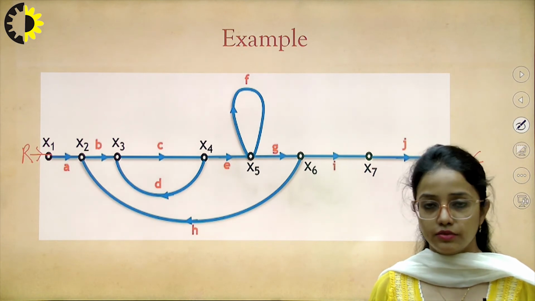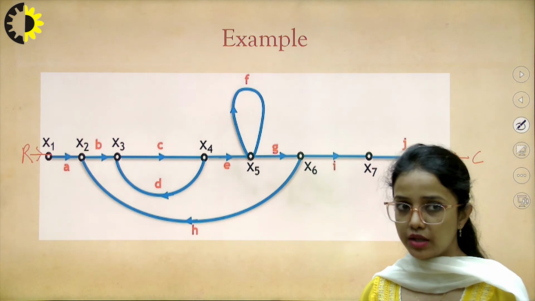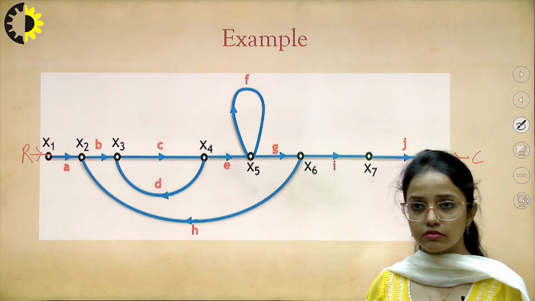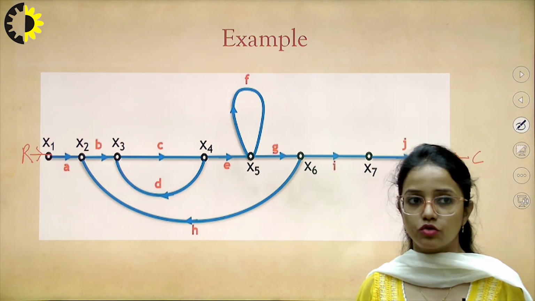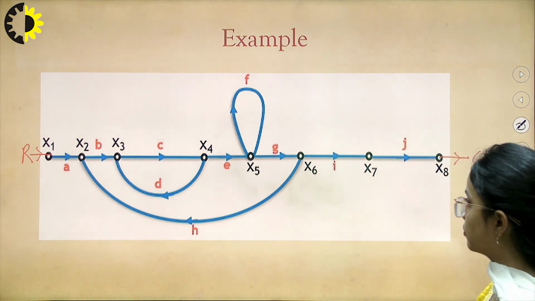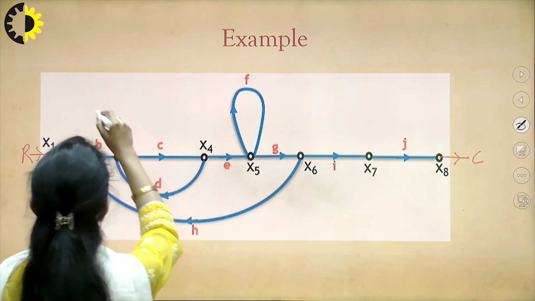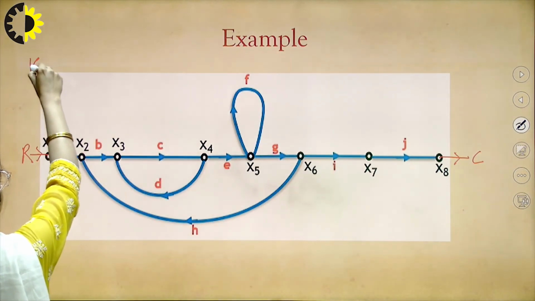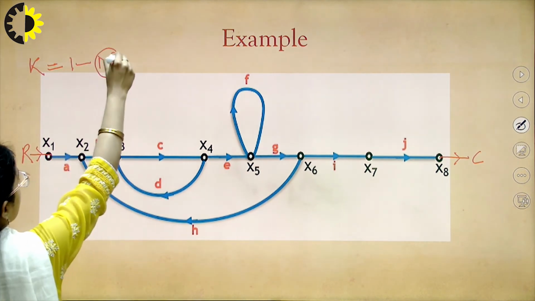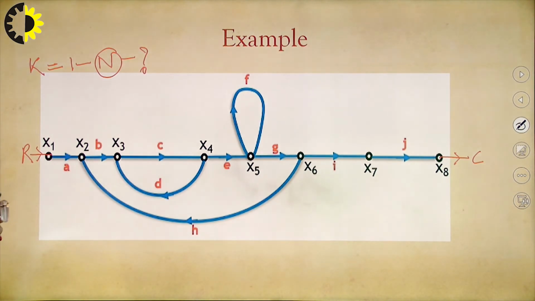Similarly x4 is a takeoff point. Why? Because it has only one input branch, while the remaining E and D are outputs that are leaving. So only one input is entering, that is C. So here we will find out how many paths there are. This k value ranges from 1 to n. So what is this n value? We have to find out the number of paths.